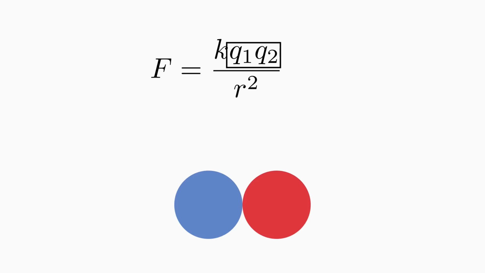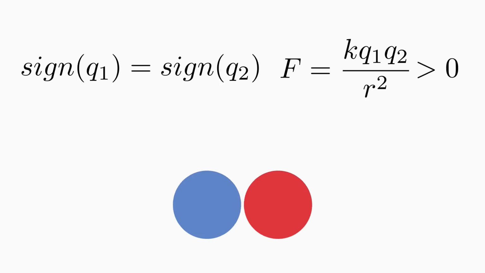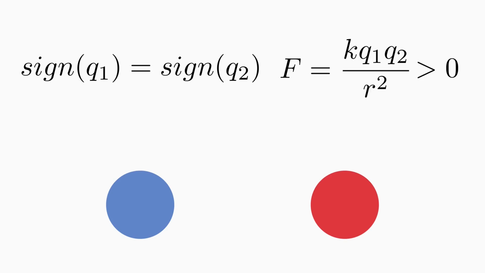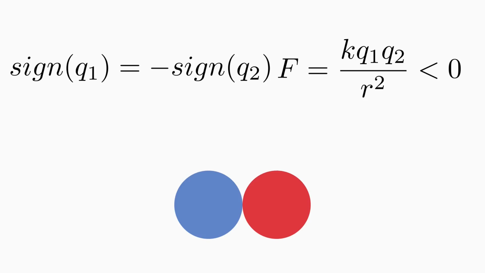In the real world, the force between two stationary bodies with charge, which is the electrostatic force, is given by Coulomb's law. Here Q1 and Q2 are the charge of the bodies, R is the distance between them, and K is a constant. If the two bodies' charges have the same sign, the force is positive and they repel each other, and if the bodies' charges have different signs, the force is negative and attracts the two bodies.